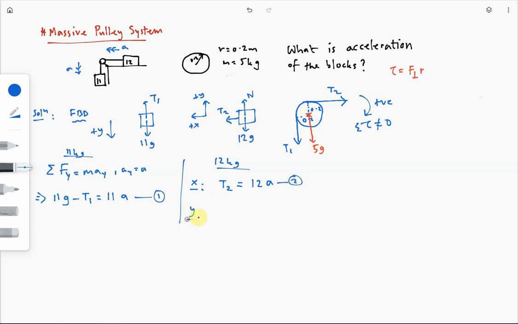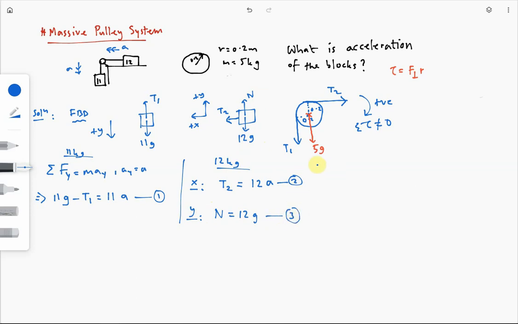And in the y direction, what do we have? In the y direction, the summation of the forces is equal to 0 because the forces are balanced, since the box is not accelerating up and down. So in the y direction, the normal force is just equal to 12g. The forces are balanced in that specific direction.